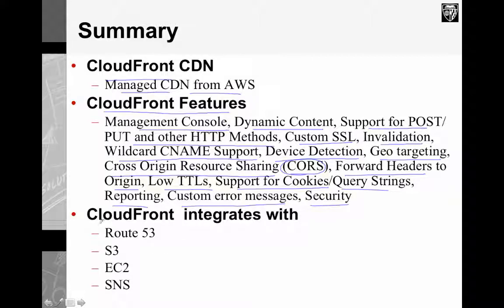Also security. CloudFront integrates with Route 53 because it uses the Route 53 DNS service to figure out which edge location an end user should connect to. It integrates with S3 because S3 buckets can be the origin. It integrates with EC2 because an EC2 load balancer or an EC2 instance can be origin. It integrates with SNS in order to send alert information.